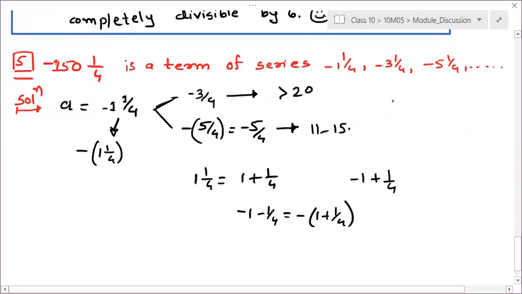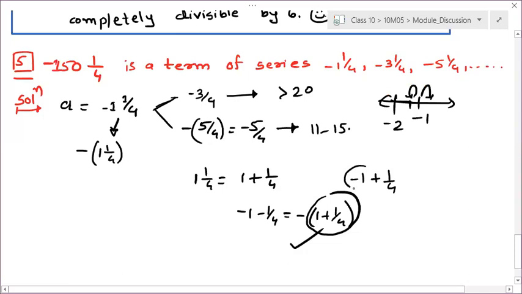If you want to write minus 1 by 4 on the number line, where will you write it? This is your minus 1, this is your minus 2. So minus 1 integer 1 by 4, you will write it here, right? It is your minus of 1 plus 1 by 4. Understand this carefully. Minus 1 plus 1 by 4 will come here, right? If you are taking this minus 1 plus 1 by 4, that is 4 into minus 1, that is minus 4 plus 1, minus 3 by 4 will come here, right?